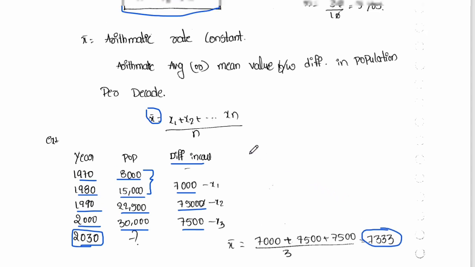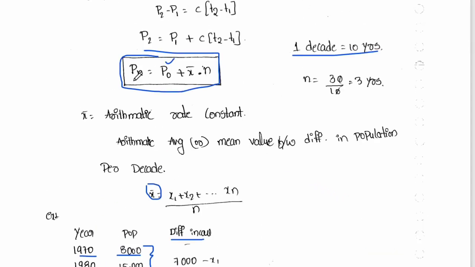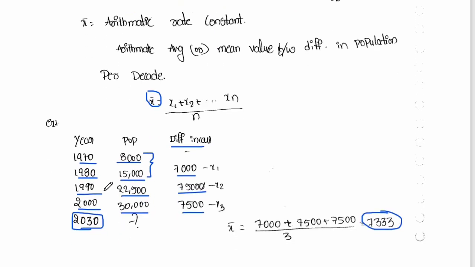Now we substitute all the values in the formula. The requirement is Pn, that is for 2030. Then the initial population P naught and X bar we found as 7,333, and the number of years. From 2000 to 2030 there are 30 years. We calculate it as decades: one decade equals 10 years, so there are 3 decades. So n equals 3.